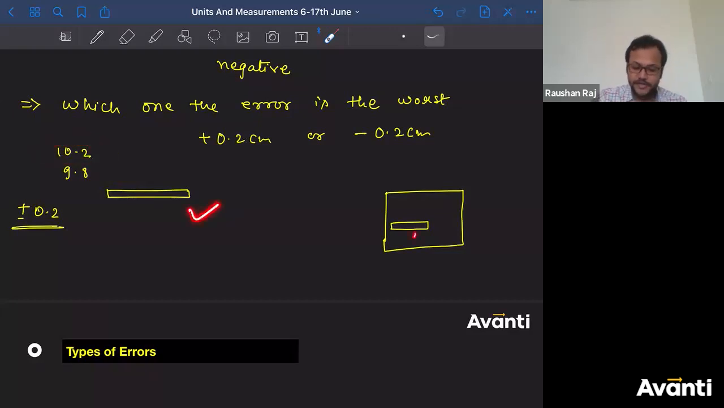Will this rod fit in the device? No. So what will you do? You will reject this rod. You'll go to that shopkeeper and say, no, I can't accept this. I don't need a rod which is 10.2 centimeter. I need a rod which is 10 centimeter. So that 10.2 centimeter rod is not of any use to you.